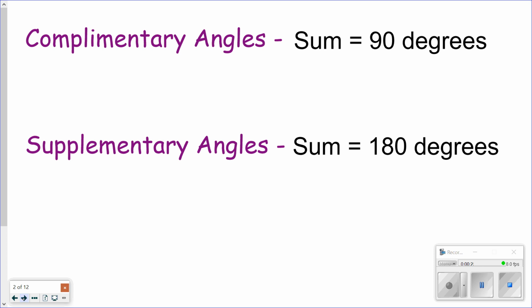A way that I always remember complementary angles is if I draw a line with complementary, that looks like a 9 to me, so I always remember that's 90 degrees. For supplementary angles, if I draw a line through the S, that sort of looks like an 8 to me. So that's how I always remember that the sum is equal to 180 degrees.